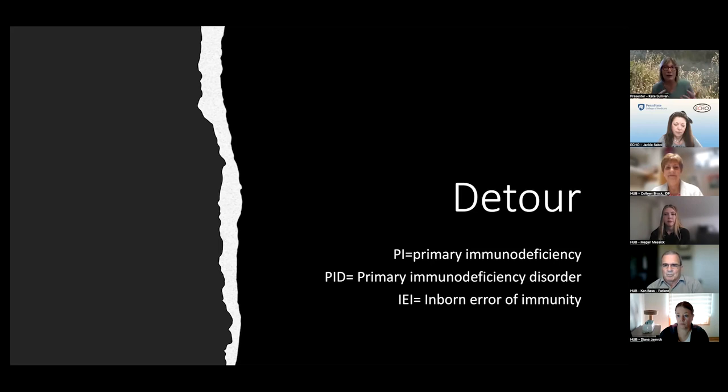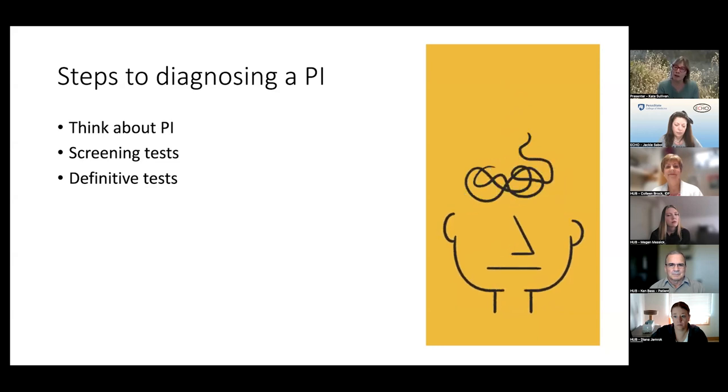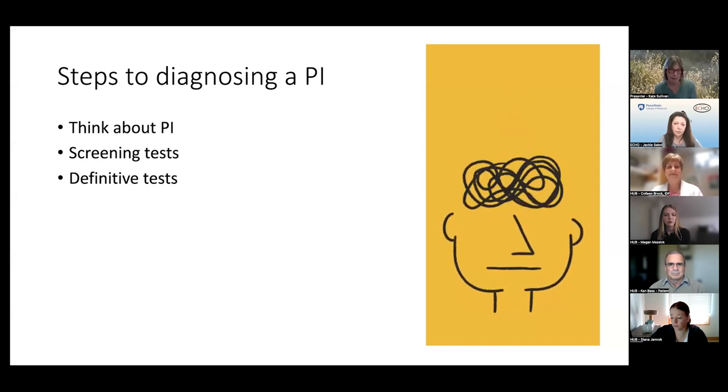So all three of these are in fairly wide use. They all reference the same thing. Boy, do I wish it was simpler, but it's not. So I'm just going to confess this up front and move on and try and restrict myself to using the term PI. So here are the steps to diagnosing a PI. First of all, you have to think about it. I will go over the screening test, but I'm actually going to spend most of my time on thinking about it. And then I'll talk a little bit about definitive tests, which increasingly, but certainly not exclusively, are genetic in nature. So that's the plan for the day here.